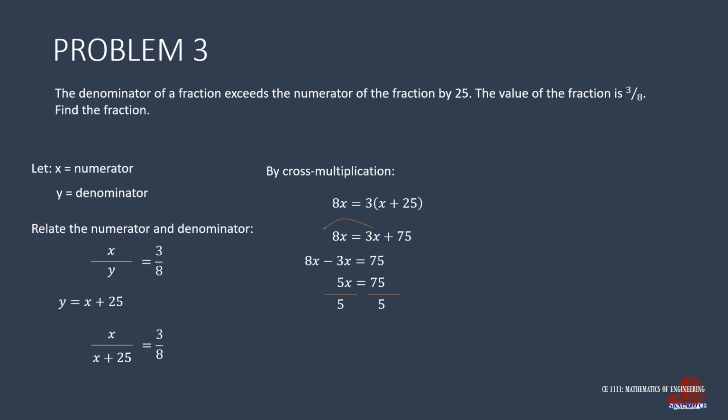Take a fifth of both sides and get x as equal to 15. As for the denominator, there is y as x plus 25. y is then equal to 15 plus 25, giving 40. Finally, the fraction is taken as x over y, which is 15 over 40.